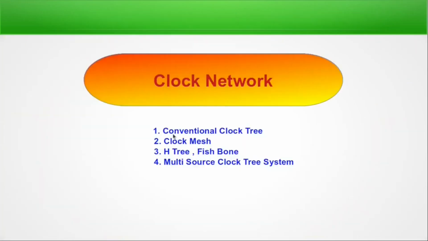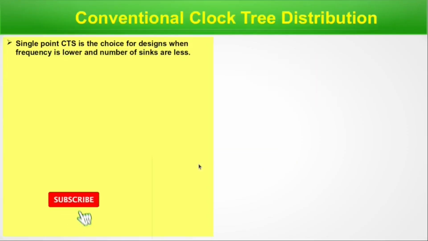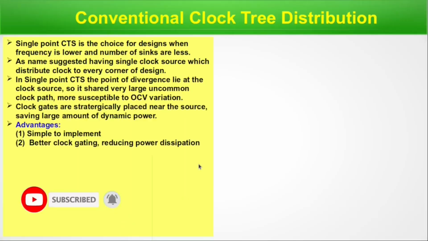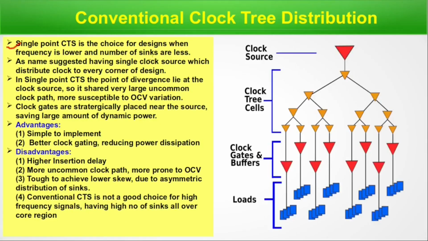Now, clock networks. There are 4 points in this section: conventional clock tree, clock mesh, H-tree and fishbone, and multi-source clock tree systems. Now, conventional clock tree distribution. Single point CTS is the choice for designs when frequency is lower and the number of sinks is less. So, it's a conventional CTS. This is the clock source. Now, these are the clock tree cells, this zone. After that, clock gates and buffers. And finally, these are the loads.